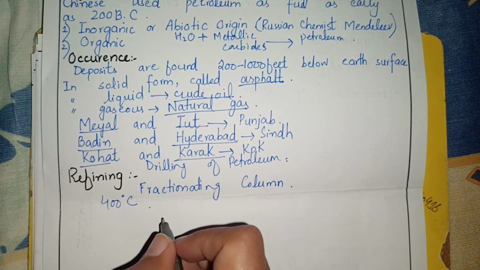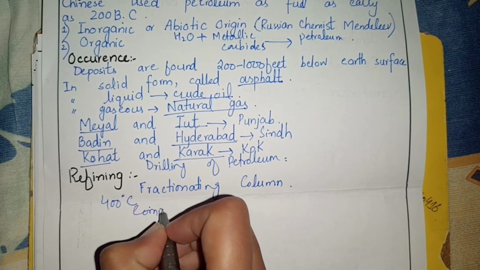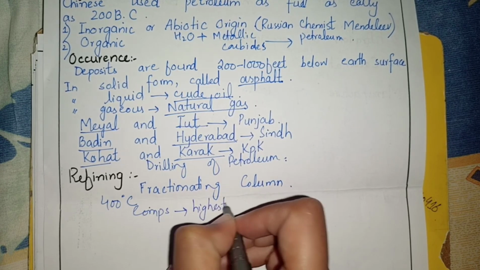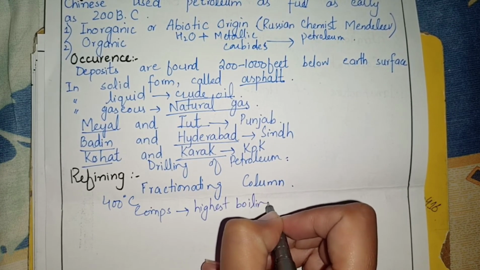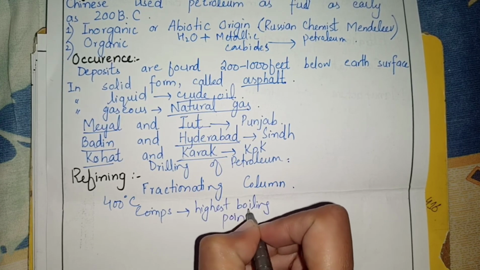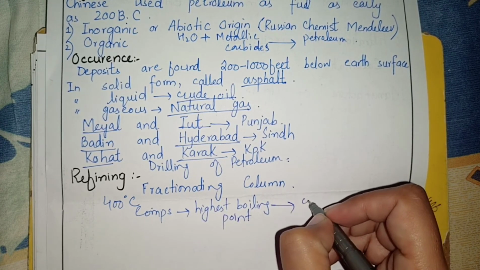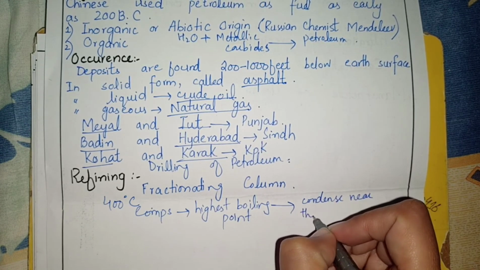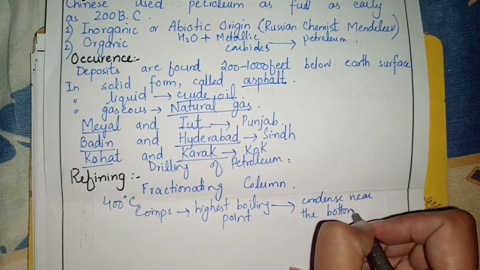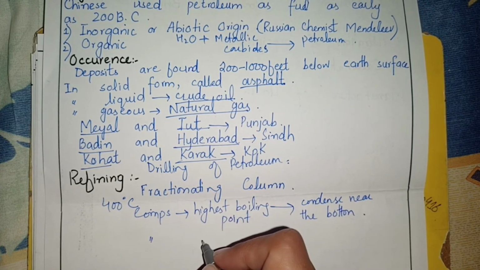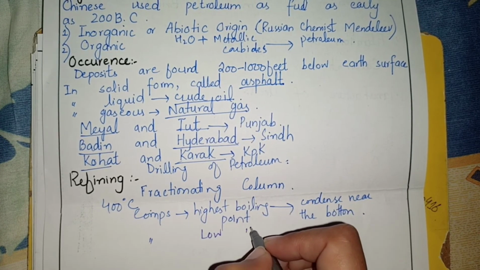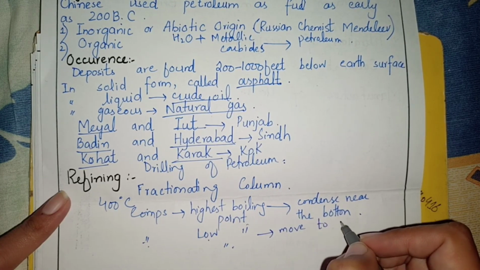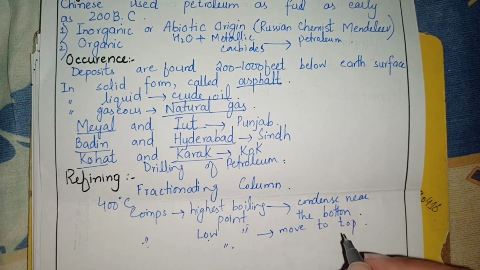Compounds with the highest boiling point condense near the bottom, while compounds having low boiling point come to the top of the fractionating column.